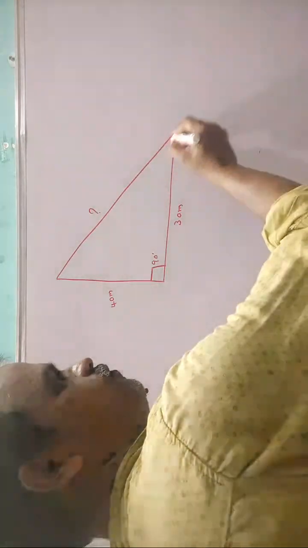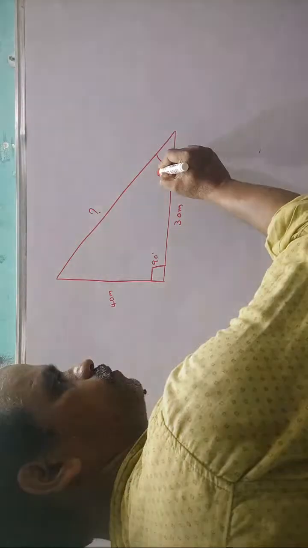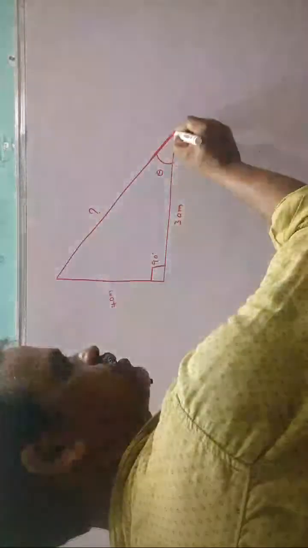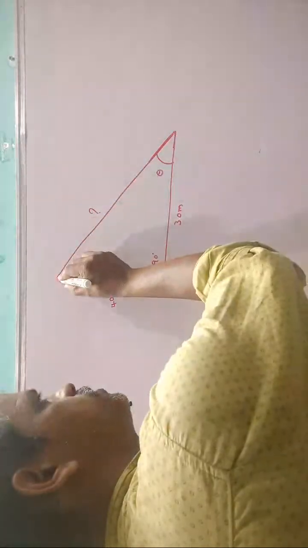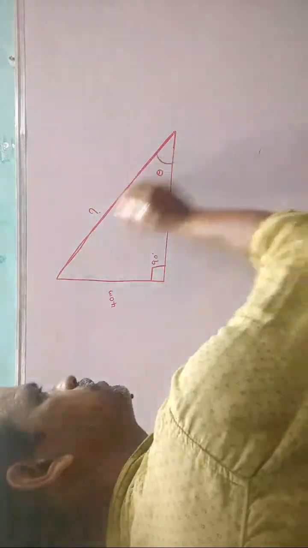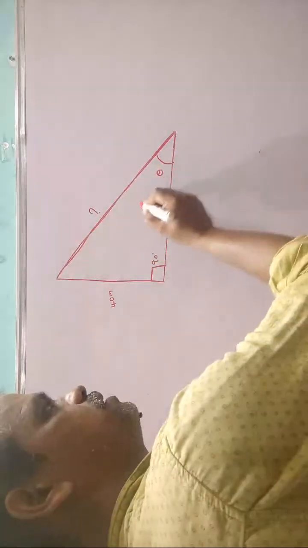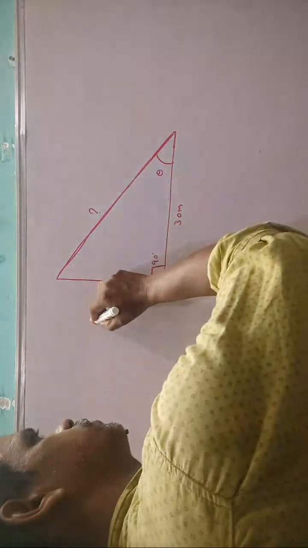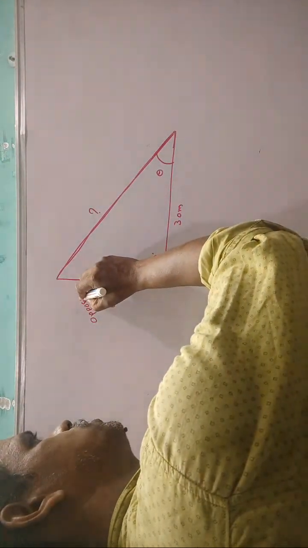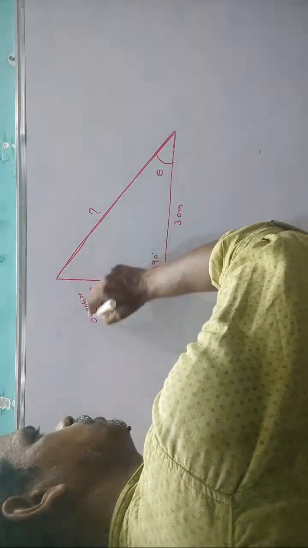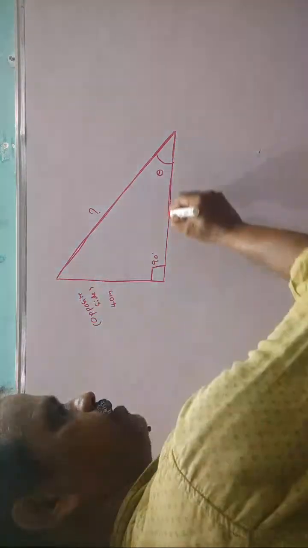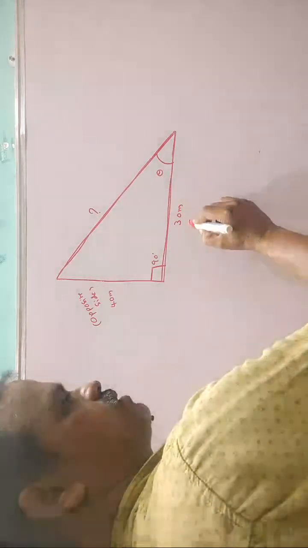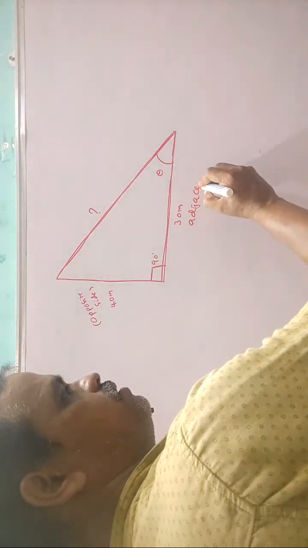So if this is theta, the angle between these two, this we call the hypotenuse. This is theta, and the side opposite theta. So if we look at this one, this is the opposite side. This line is adjacent to this angle, so this is the adjacent side.